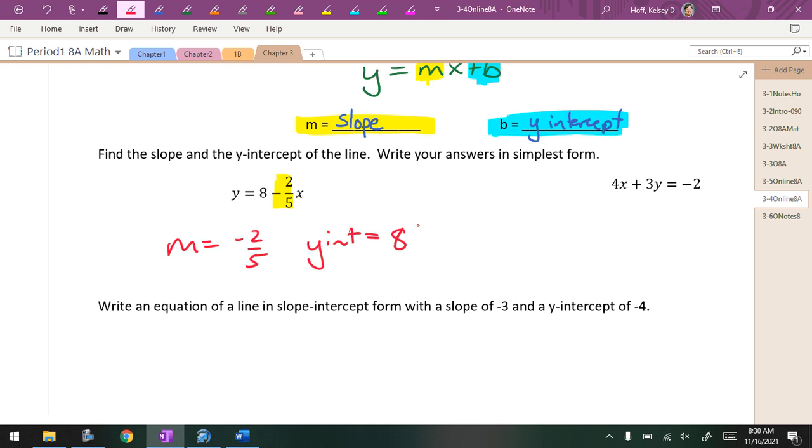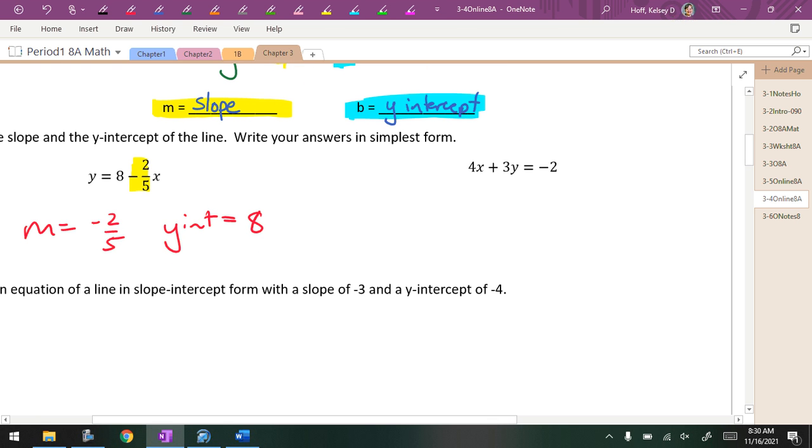Okay, so what happens over here when y isn't by itself? Divide by what? Can we get y by itself? Yeah, we got to get this x on the other side, right? And then we got to divide by 3, okay? So right now I have 4x. Is 4x positive or negative? Positive, so how would I move it? I would subtract 4x to the other side, 100%.